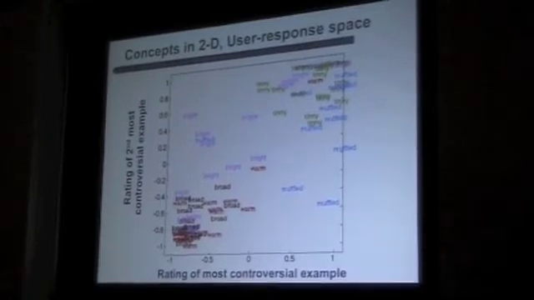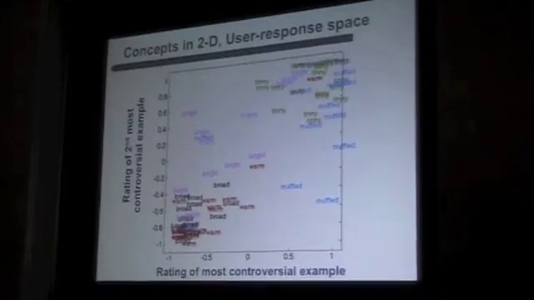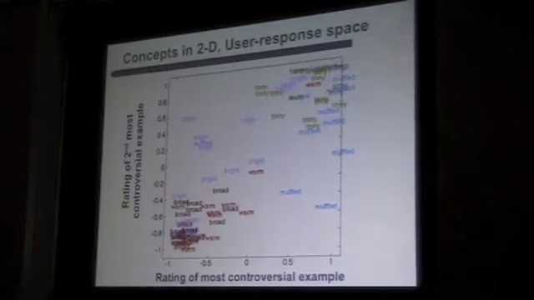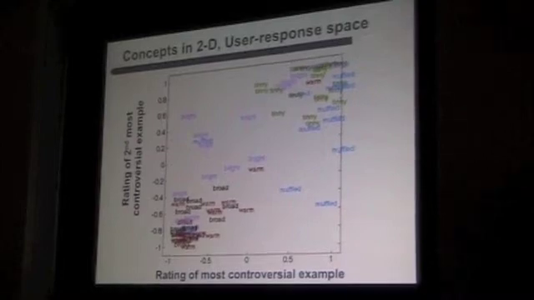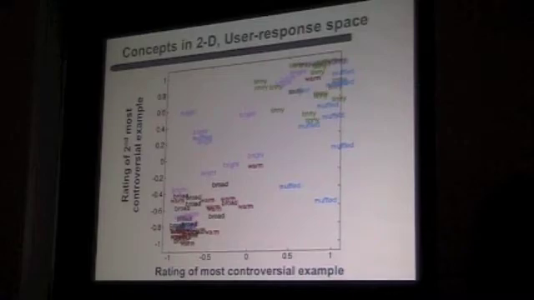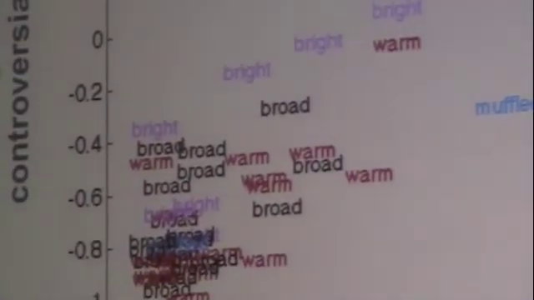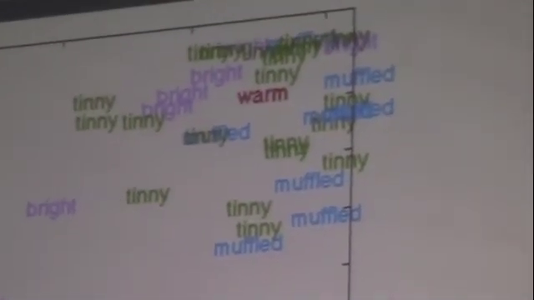So this is an actual rating space, and what's 172 divided by 2? 86. This is 86 user concepts placed in the space of the two most controversial examples presented to the users when we were training the system. And there were 5 words that we did on this paper: bright, tinny, warm, muffled, and broad. And so this is just a 2D representation here, just most controversial and second most controversial question.